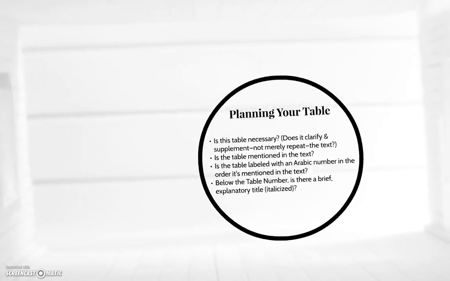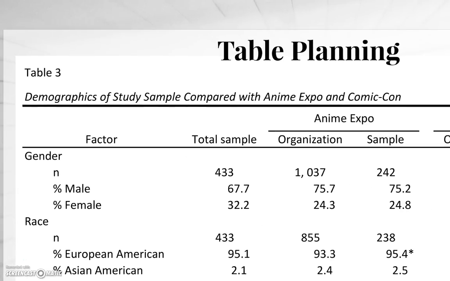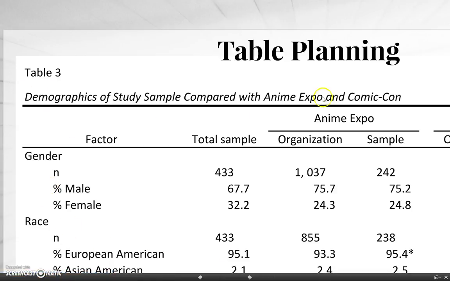Let's look at a sample. So here you can see our table. There's plenty of data, way too much to be presented in sentence format without overwhelming a reader. We'll zoom in and see that this is table 3, labeled with Arabic number 3, or the third table mentioned in the body of the paper. And right below is the descriptive but concise title provided in italics, right here.